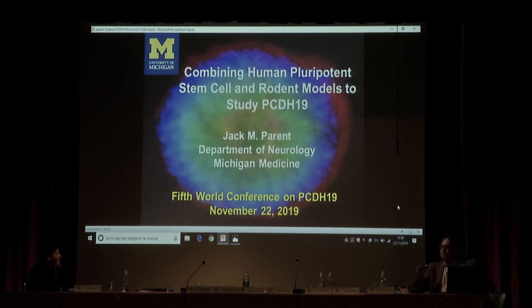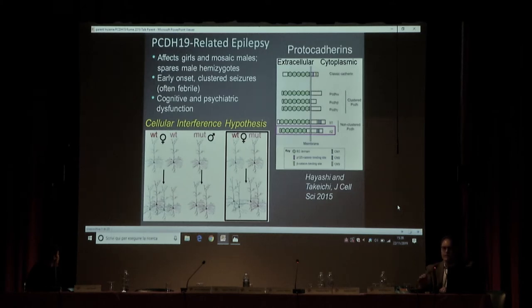So I'm going to tell you about some of our recent mouse work and our brain organoid models to study PCDH19 epilepsy. Stefka nicely introduced the concept of cellular interference, where wild-type cells interacting with wild-type cells integrate normally. If it's all mutant cells, they integrate normally. But the problem is when there are wild-type cells and mutant cells, and they segregate, the so-called cellular interference hypothesis. So we also wanted to study this in mice and see if we could model it with brain organoids.